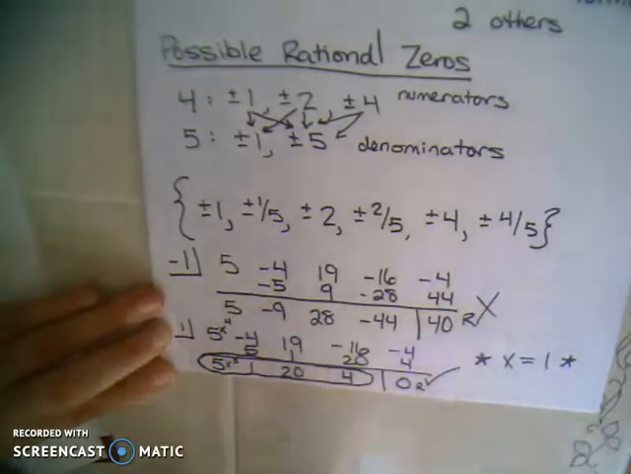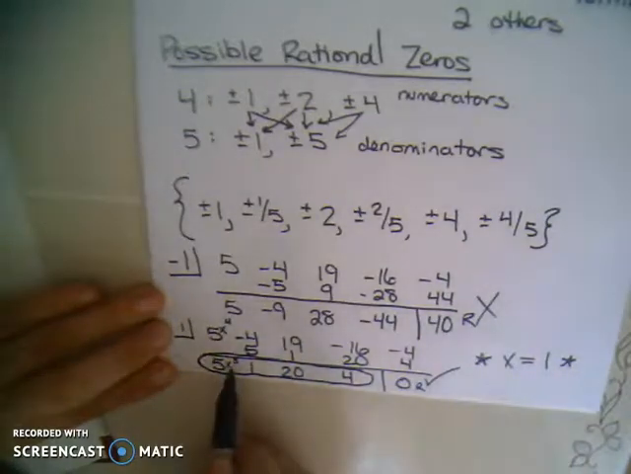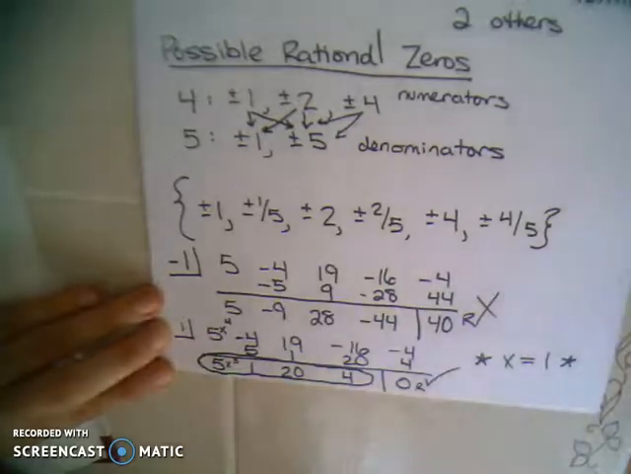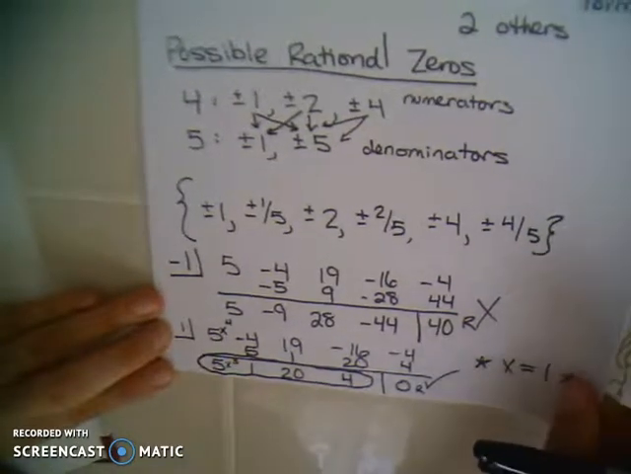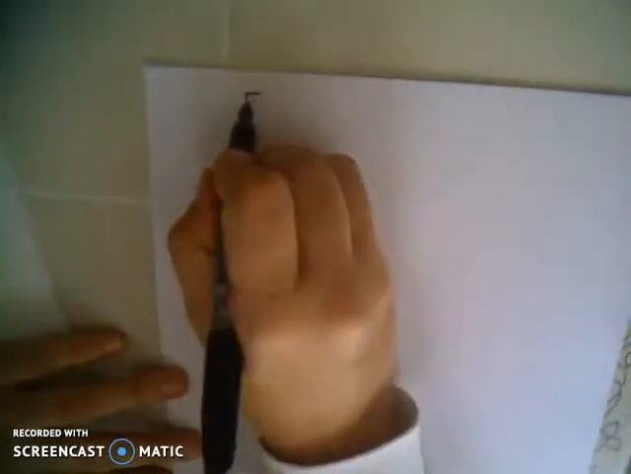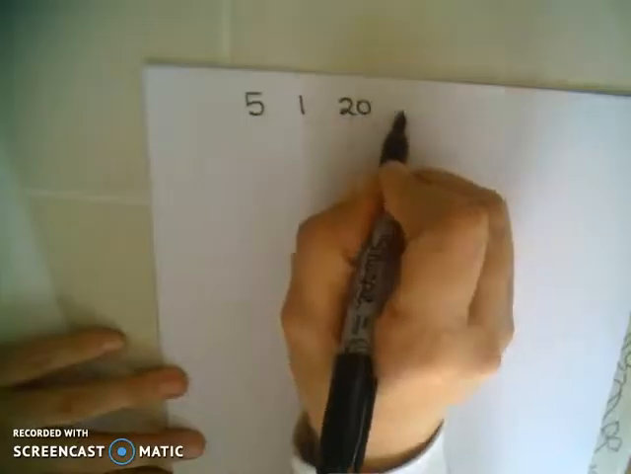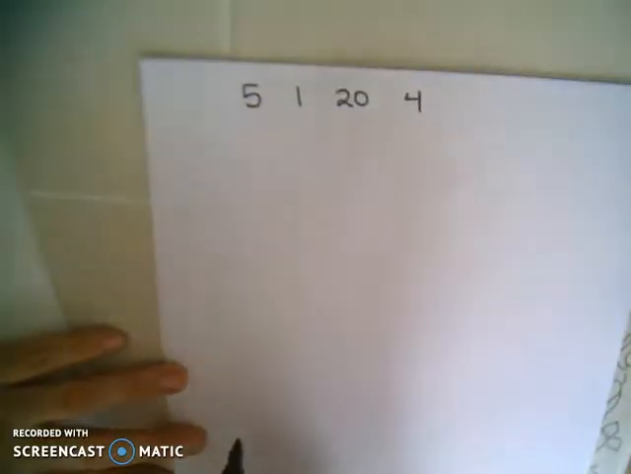That is the polynomial we have left over, and that now has 3 zeros, and that's because we have 3 more to find. So I'm not going to go through my list to find the next one. Let me write these coefficients over here: 5, 1, 20, and 4. That's what we're going to work with from now on.